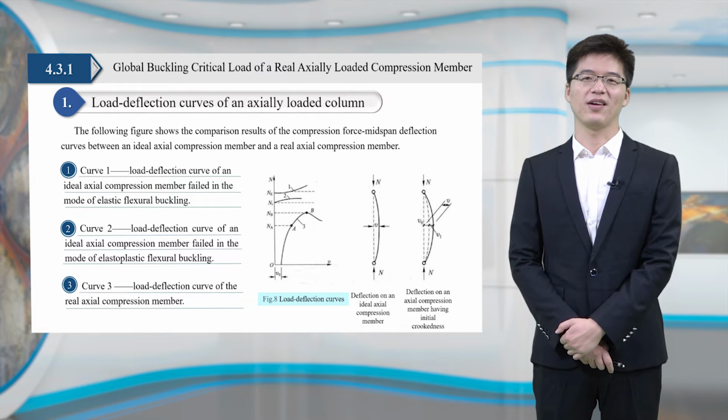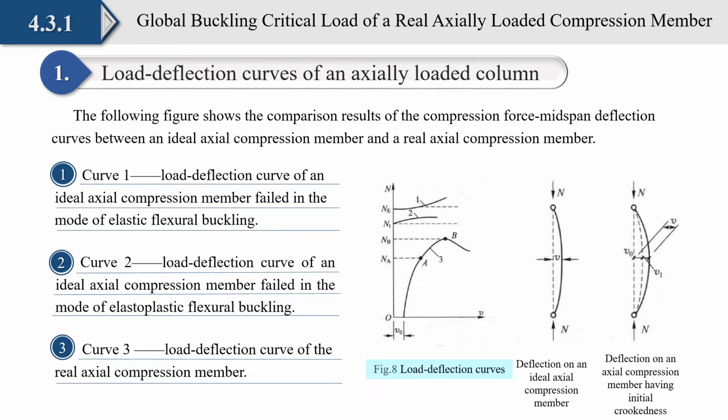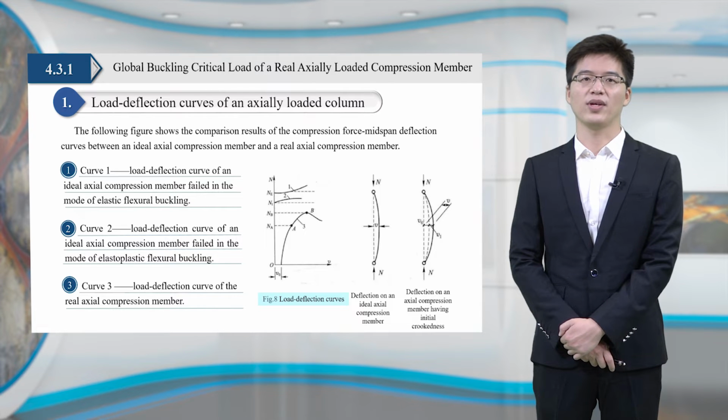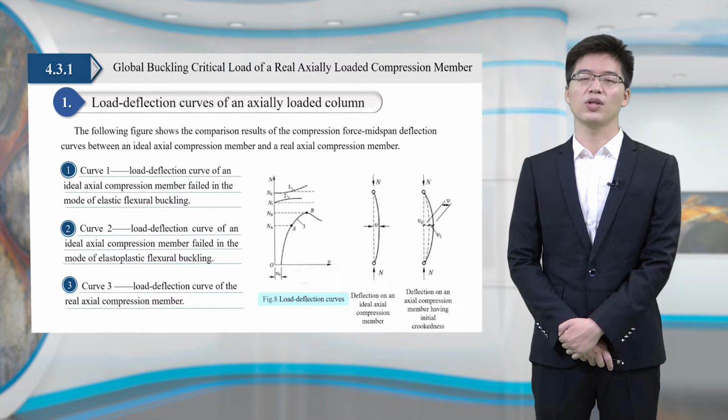Firstly, let's look at Figure 8. Figure 8 shows the comparison results of the compression force-midspan deflection curves between an ideal compression member and a real compression member. In the figure, curve 1 is the load-deflection curve of an ideal axially loaded compression member failing in the mode of elastic flexural buckling. It can be seen that the critical elastic flexural buckling force of the column is equal to the Euler critical load NE.